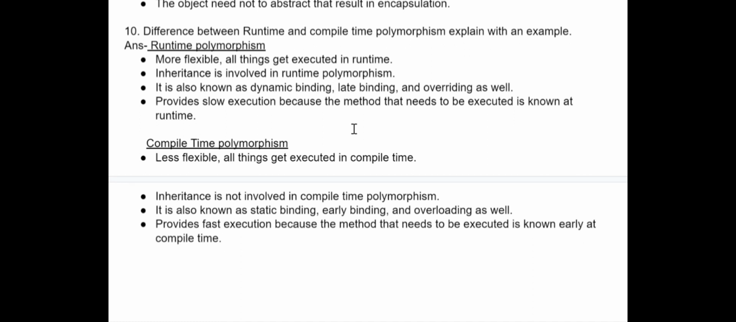Now compile time polymorphism. It is less flexible, all things get executed at compile time. Inheritance is not involved in compile time polymorphism. It is also known as static binding, early binding, and overloading as well. It provides fast execution because the method that needs to be executed is known early at compile time.